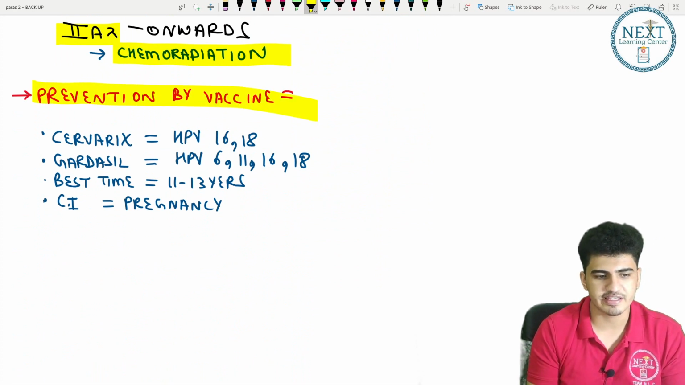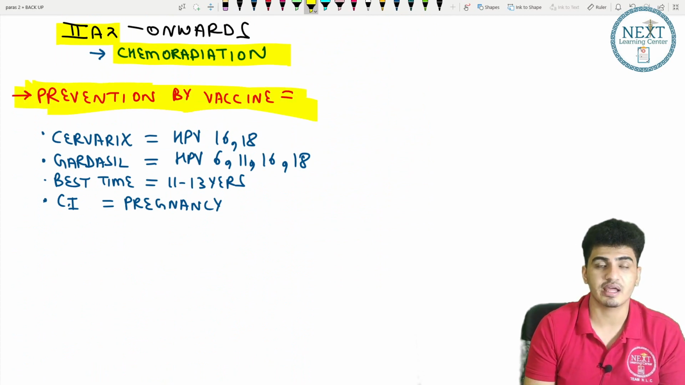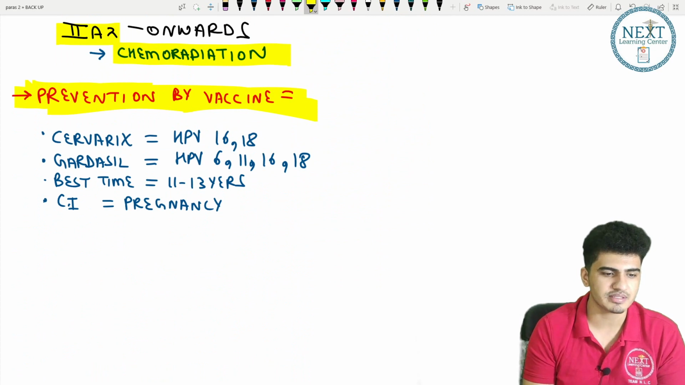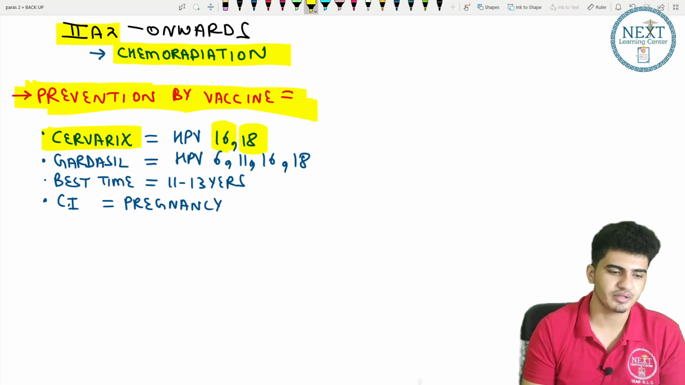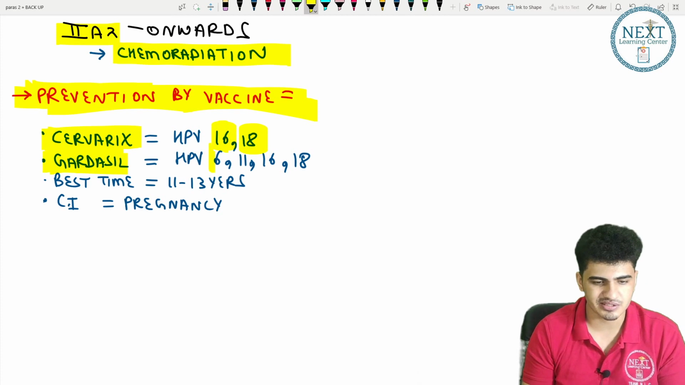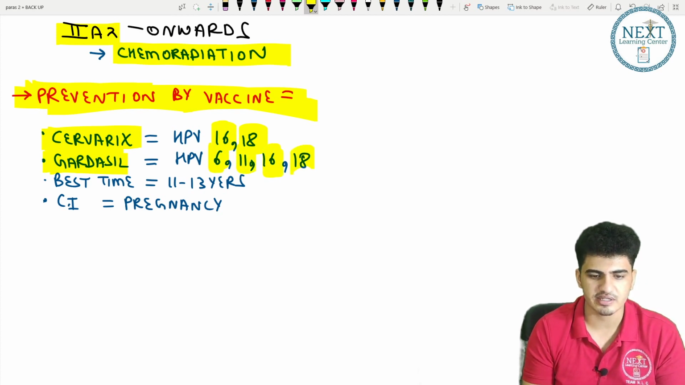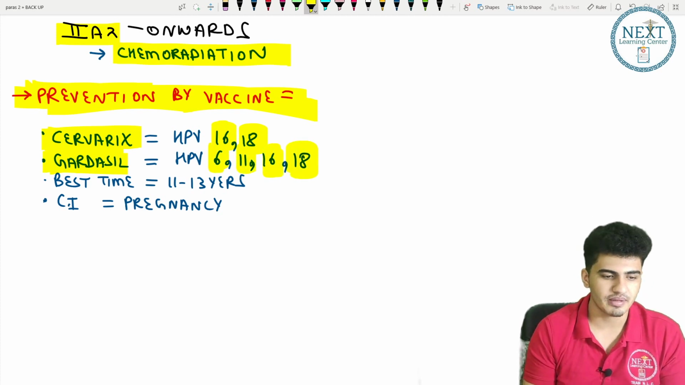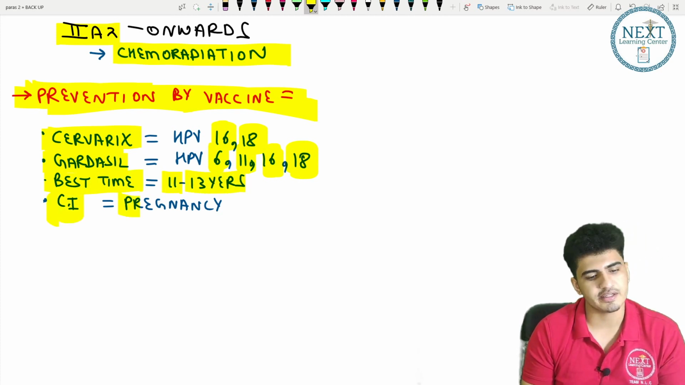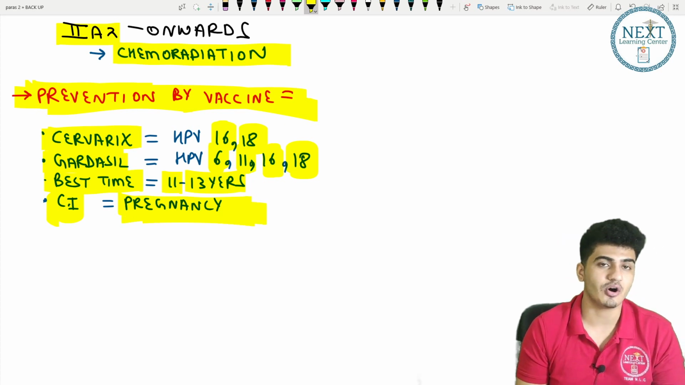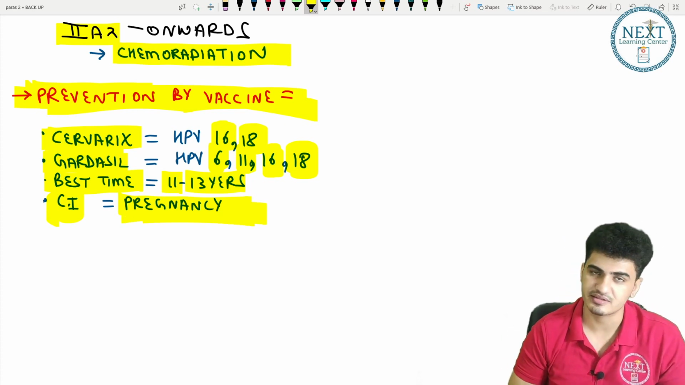Prevention by vaccine: carcinoma cervix can be prevented by vaccine. Remember Cervarix is for strains 16 and 18. Gardasil, more advanced, is for 6, 11, 16 and 18. Remember the best time for it is 11 to 13 years of age. Contraindication is pregnancy. Very, very important. Thank you so much.